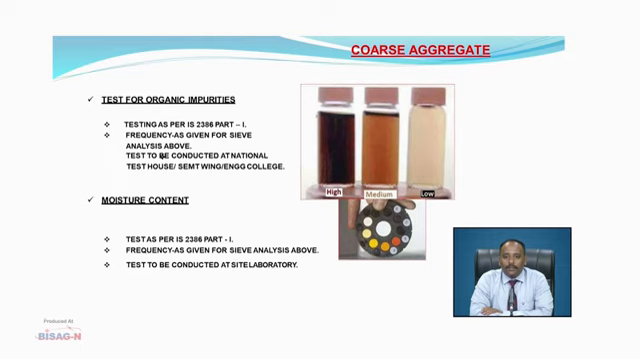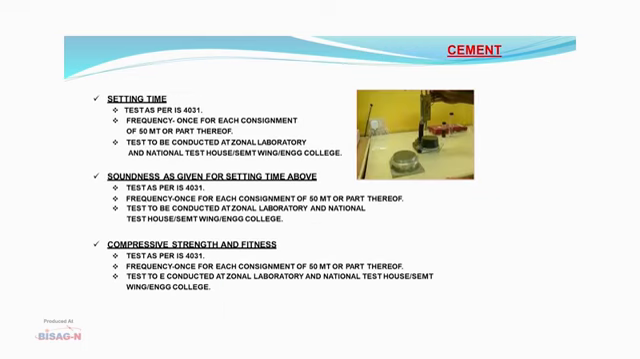The moisture content of the coarse aggregate has also to be checked. The test has to be in sync with IS 2386 Part 1. The frequency will be the same as for sieve analysis. The test can be carried out at the site laboratory. For the cement, the main test has to be carried out for the setting time. This test has to be as per IS 4031. The frequency will be once for each consignment of 50 metric tons or part thereof.